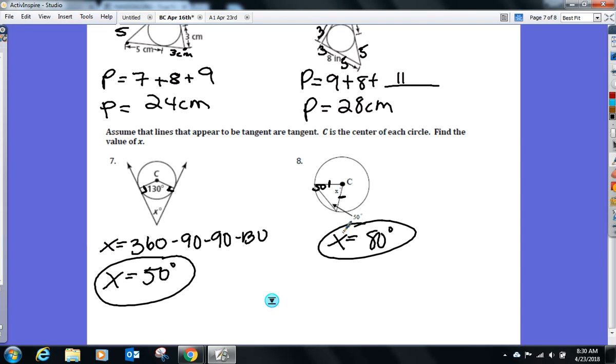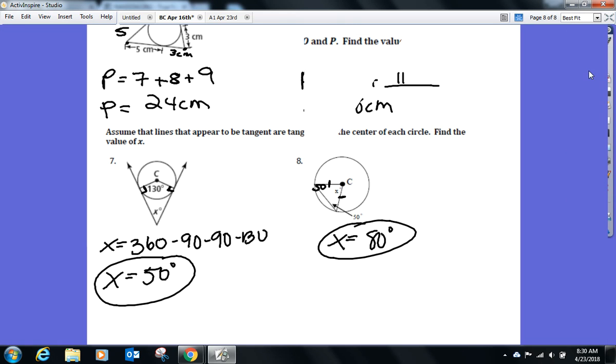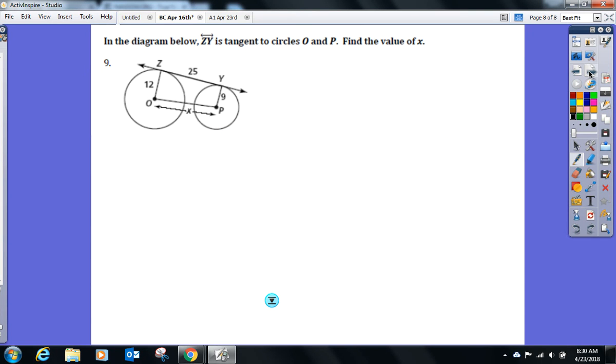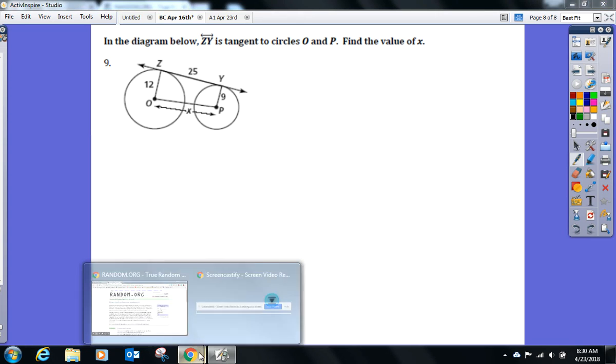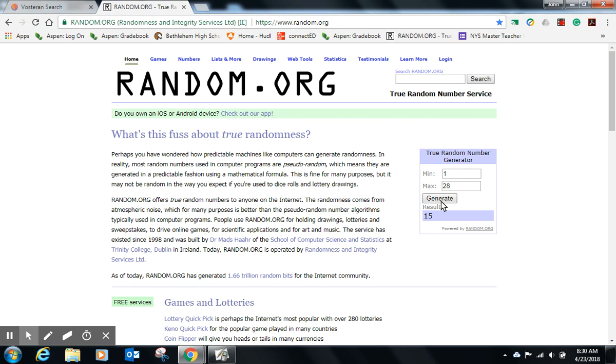Anything else before we end on this tougher one here? All right, we've got a tangent line, two circles, O and P. What's the value of x that connects these centers? Can you add anything on that diagram that I did not already add for you, based on today's two theorems? What could you add to this diagram based on the theorems we just went over?